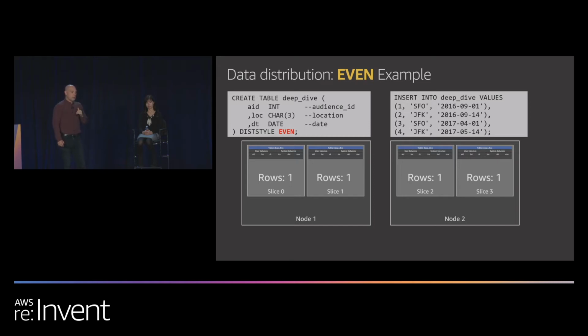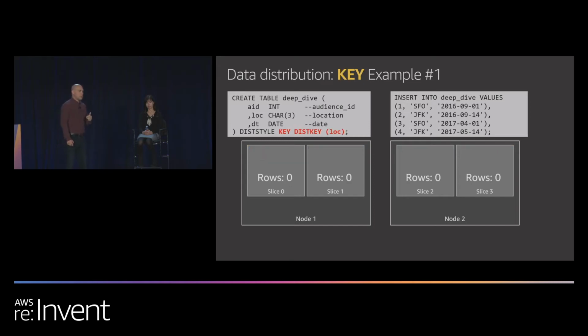Now, if I wanted to pick a distribution style by key, for example, I'm going to pick this location column, and you can see the values for it: SFO, JFK, SFO, JFK. What's going to end up happening here is that the first record is going to go to SFO. The second one's going to go to JFK. Then we hit rows 3 and 4, and you're going to see them both go onto the same slices that they were previously on.